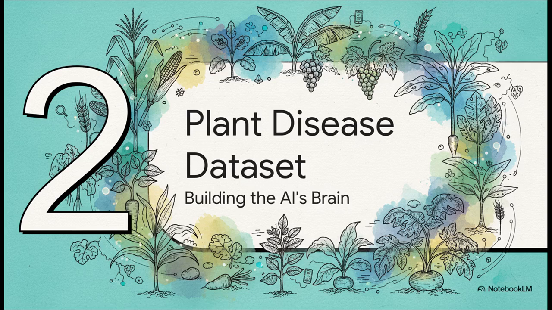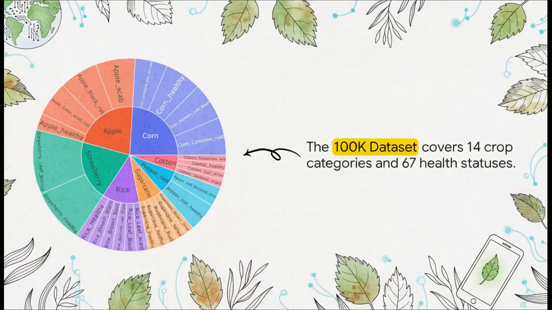Which brings us to Section 2, the plant disease dataset, and how we actually go about building the AI's brain. To solve this crisis, developers needed incredibly high-quality data to train a model capable of instant, on-the-ground diagnosis. You can't just teach an AI about one type of plant. Agriculture is a wildly diverse ecosystem.